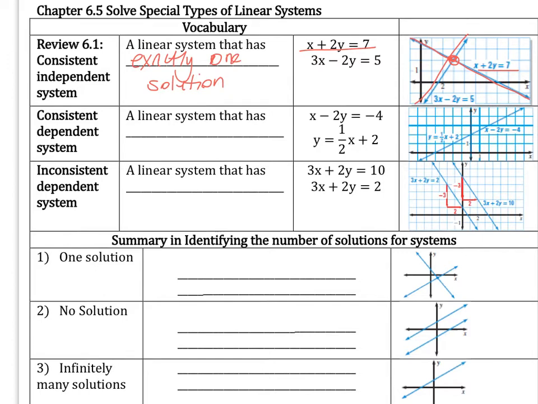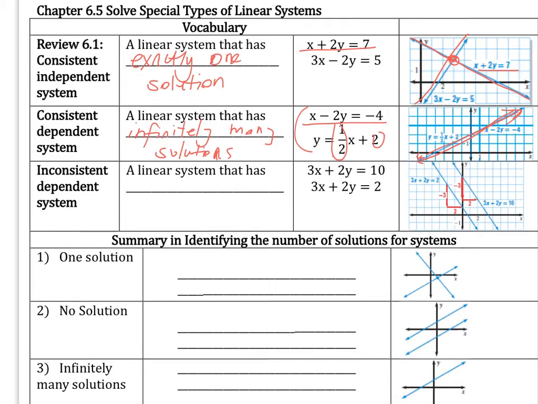And when we have a consistent dependent system, it's a linear system that has infinitely many solutions. So for the system to the right here, for the first equation, the slope is half. The y-intercept is positive 2. So it is the same as the second equation. So the graphs of both of these equations will overlap each other. Therefore, it's infinitely many solutions.